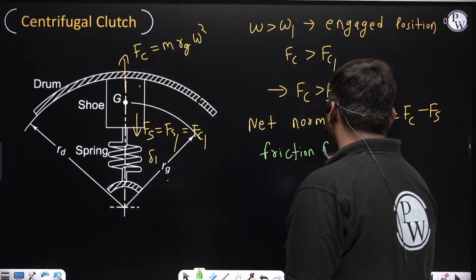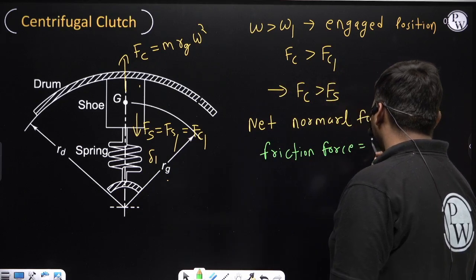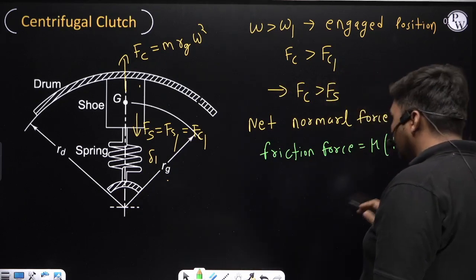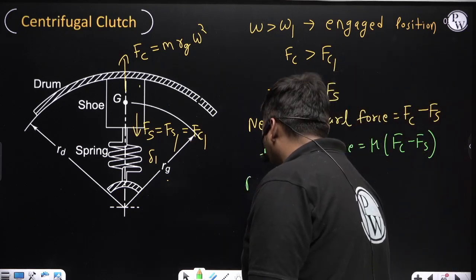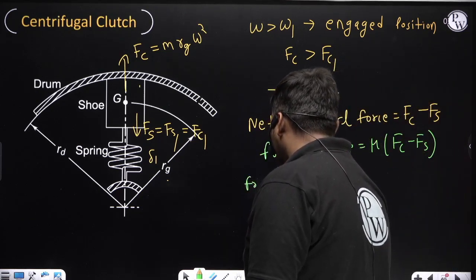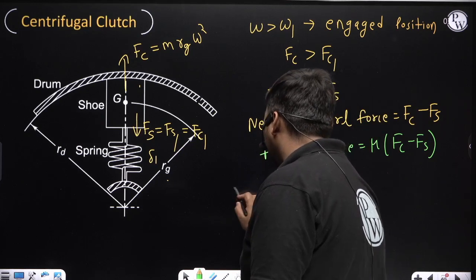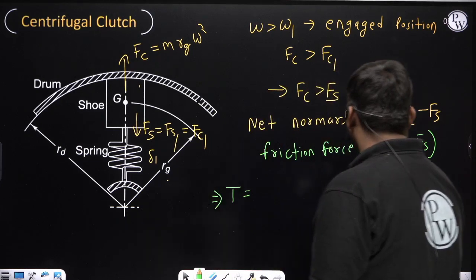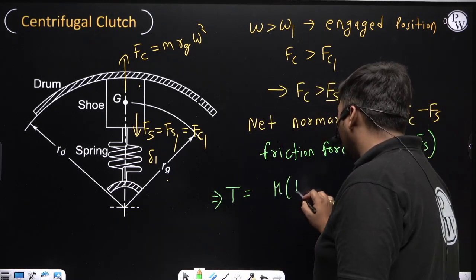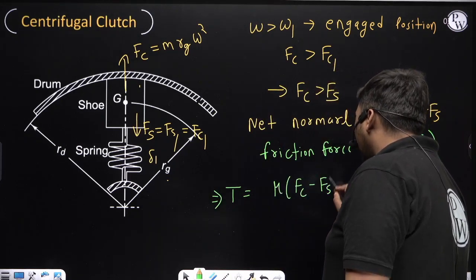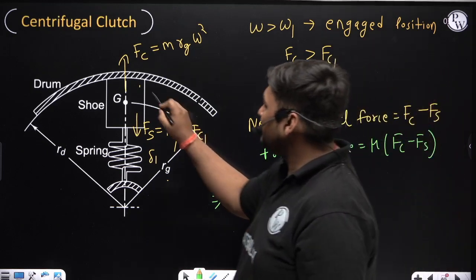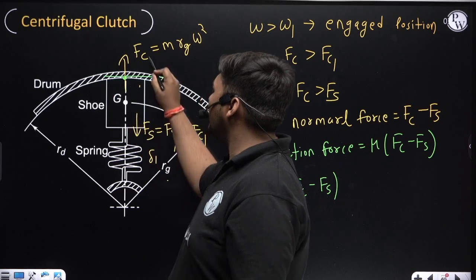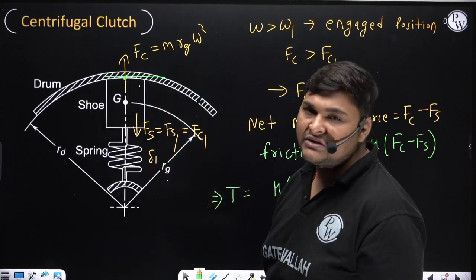Due to this net normal force, friction force will come in this friction lining. Friction force will be equal to mu into normal force, that is mu into FC minus FS. Due to this friction force, friction torque will come, and I am denoting torque as capital T. What will be the expression of torque? Friction force mu into FC minus FS will act at this point, perpendicular to FC, in this direction.